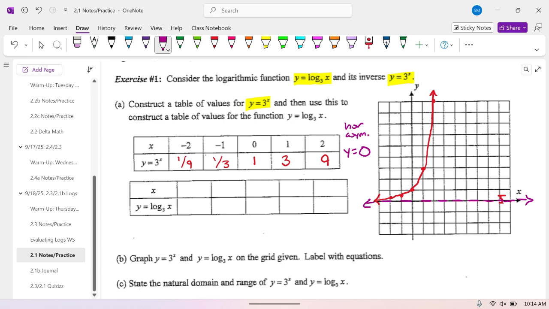Now we're going to graph our log function. And remember, our log function, since it's the inverse of 3 to the x power, we already pretty much have our table. What do we need to do, though? Flip the x and the y. So since log base 3 of x is the inverse of 3 to the x power, all we got to do is switch the 2 rows of our previous table. So this will be 1/9, 1/3, 1, 3, 9. This will be -2, -1, 0, 1, 2.